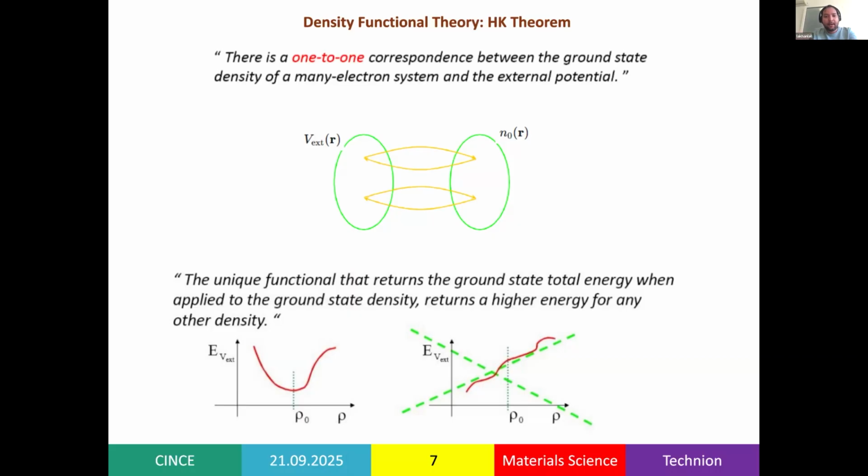There is a one-to-one mapping. And the second theorem says how you can find it out: through this ground state density. In density functional theory, this density term is key, and you basically find out this ground state density rho naught. It says that any other density apart from this will lead to a higher energy than the ground state energy E naught. Any other functional applied to a density other than the ground state density rho will lead to higher energy. So it's a variational principle.